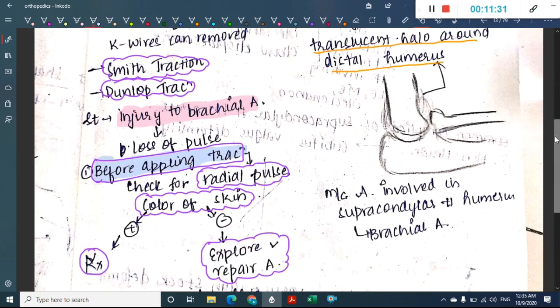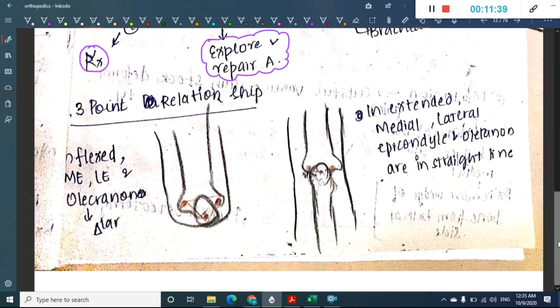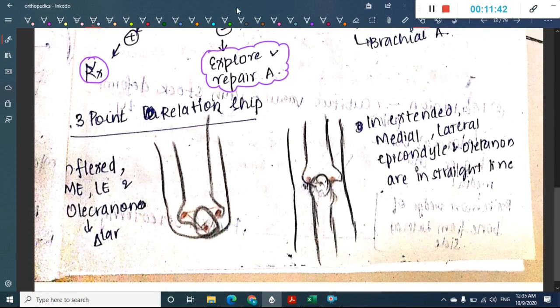Now what is the most common artery involved in the supracondylar fracture? I have already said it is the brachial artery. Then there is something called the 3-point relationship, which is very important in supracondylar fracture of humerus. What is this 3-point relationship? If you see this in the flexed elbow, what are the 3 points?